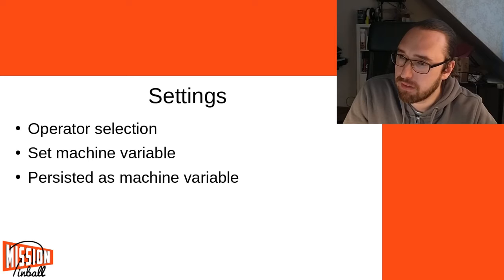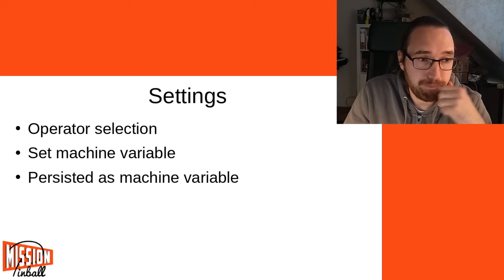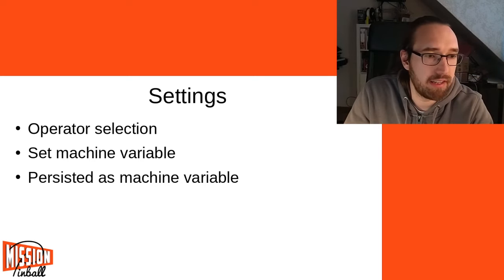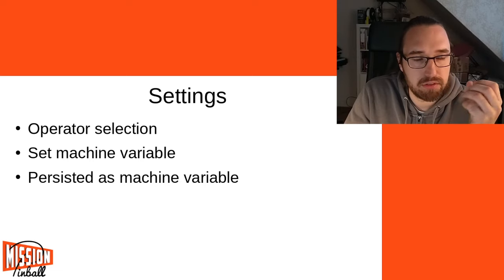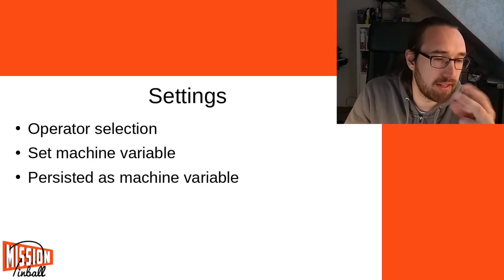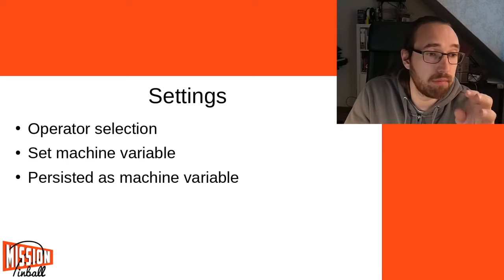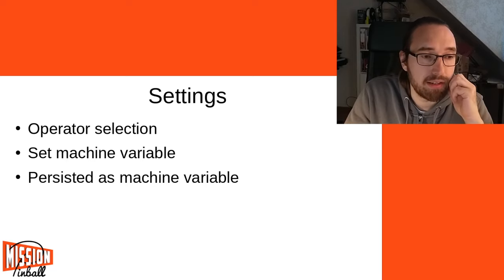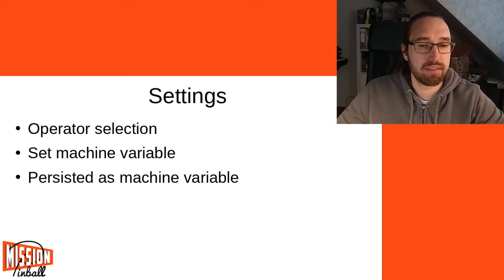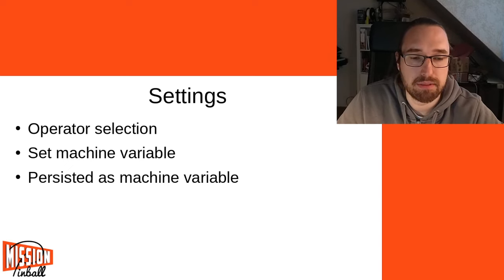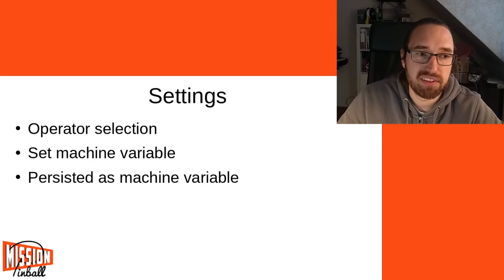So what else do we have? We got settings. Settings are not like variables, but they are basically for operator selection for your machine, right? So you can say, I want this machine in a certain mode where you have to make this shot 3 times to get multi-ball, or I want to disable multi-ball, or there will be only 2-ball multi-ball. This is what you usually put into settings, and settings internally just set machine variables, and they are also persisted as machine variables.